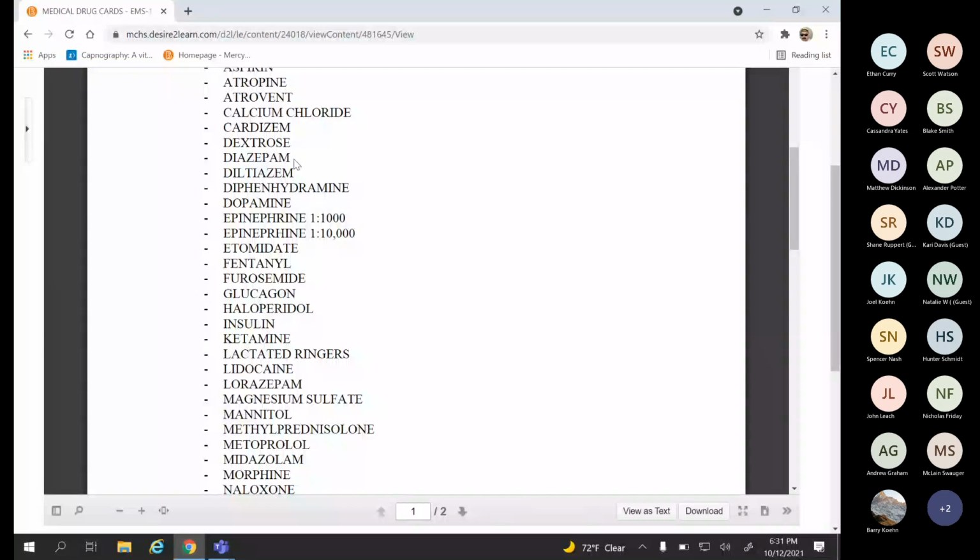Fentanyl, who doesn't know about fentanyl? What's our classification of fentanyl? Analgesic. Analgesic or opioid, opioid agonist. Remember, agonist creates a response, antagonist reverses a response. So if I have fentanyl that's an opioid agonist, then Narcan would be my opioid antagonist because it's going to reverse the effects of fentanyl.